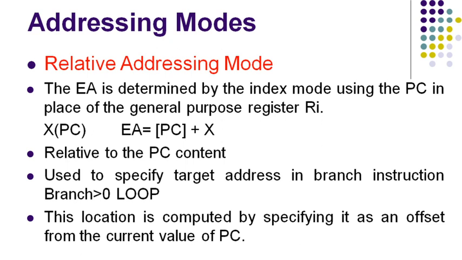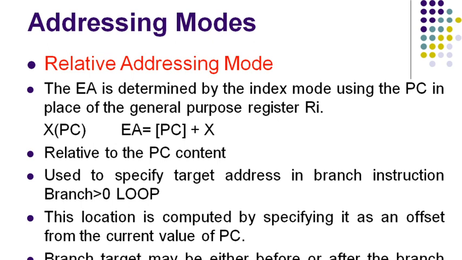This location can be computed by specifying it as an offset from the current value of the program counter. How can I calculate this location? That is by providing an offset or displacement from the current value of the PC. Since the branch target may be either before or after the branch instruction, the offset is given as a signed number.